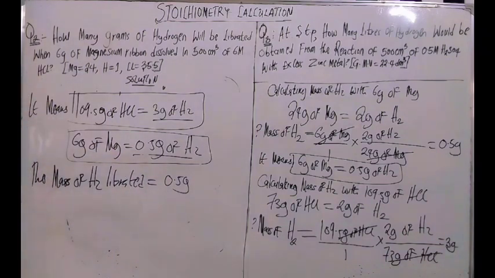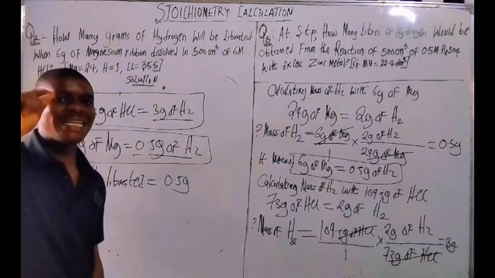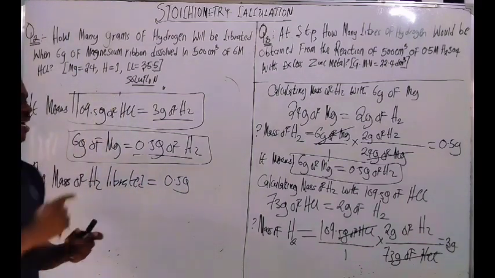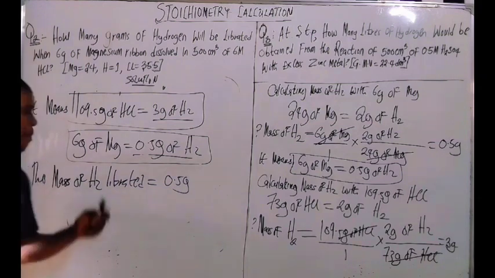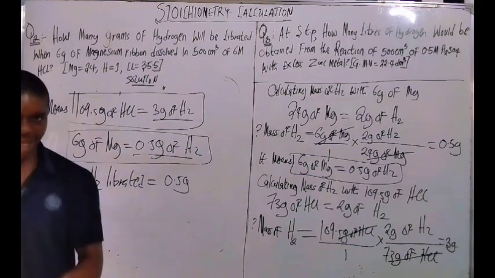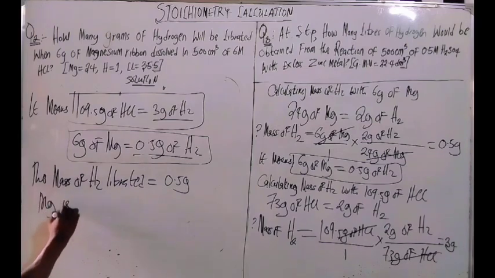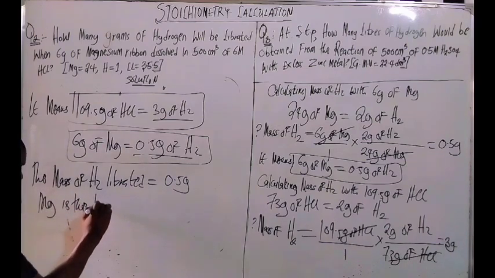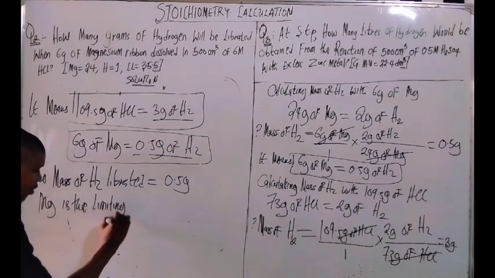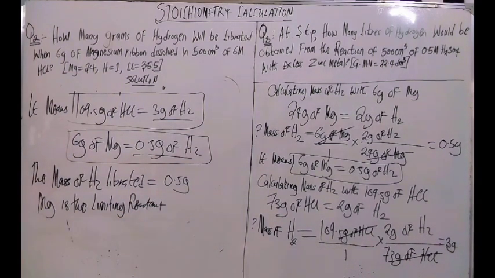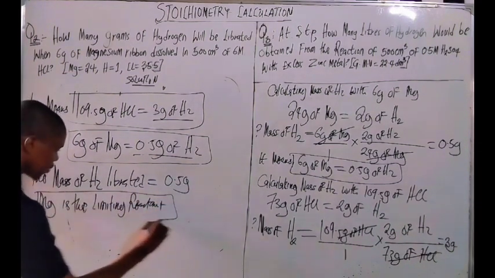Now, the reactants that produce the least amount of the product is called the limiting reactant. So if they ask you which of these reactants is the limiting reactant, magnesium is the limiting reactant. You see that magnesium is the limiting reactant.